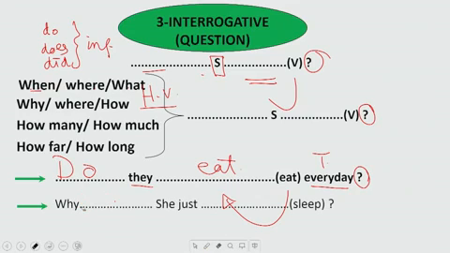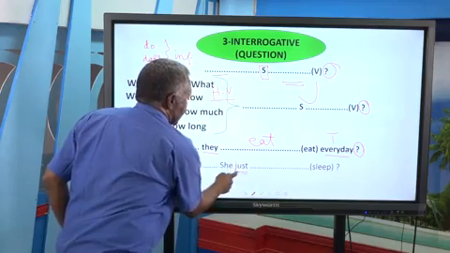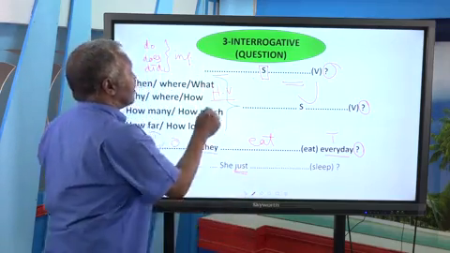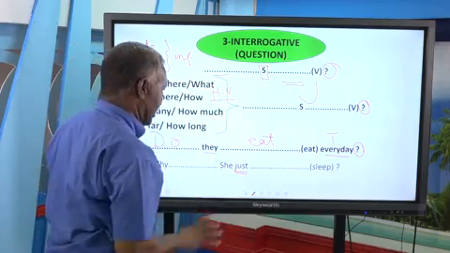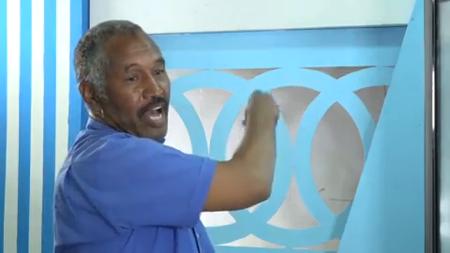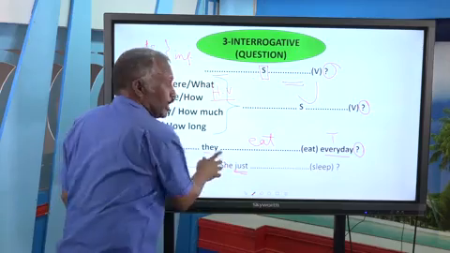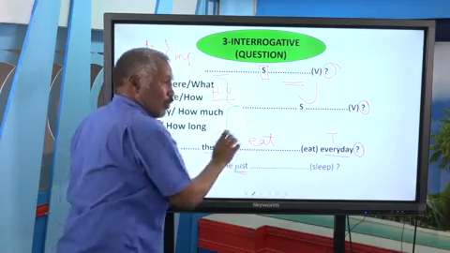Okay, another example. Why dash she just dash sleep. First, where is the time? The time here is just. What does just mean? It means present perfect. What is the rule of present perfect? For the helping verb, we use the verb to have. With just, we use have and has. With after, we use had. So here you must use have or has.